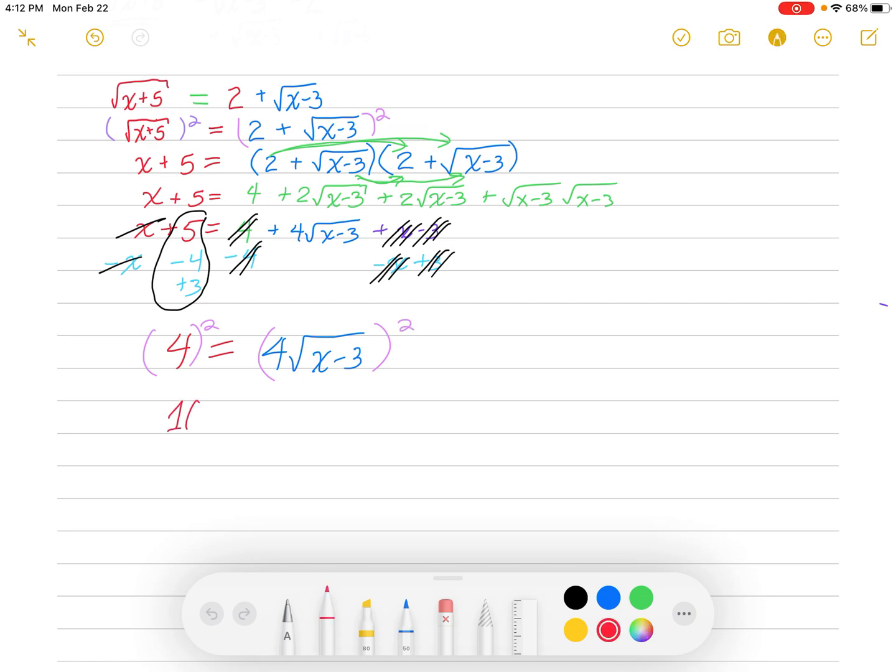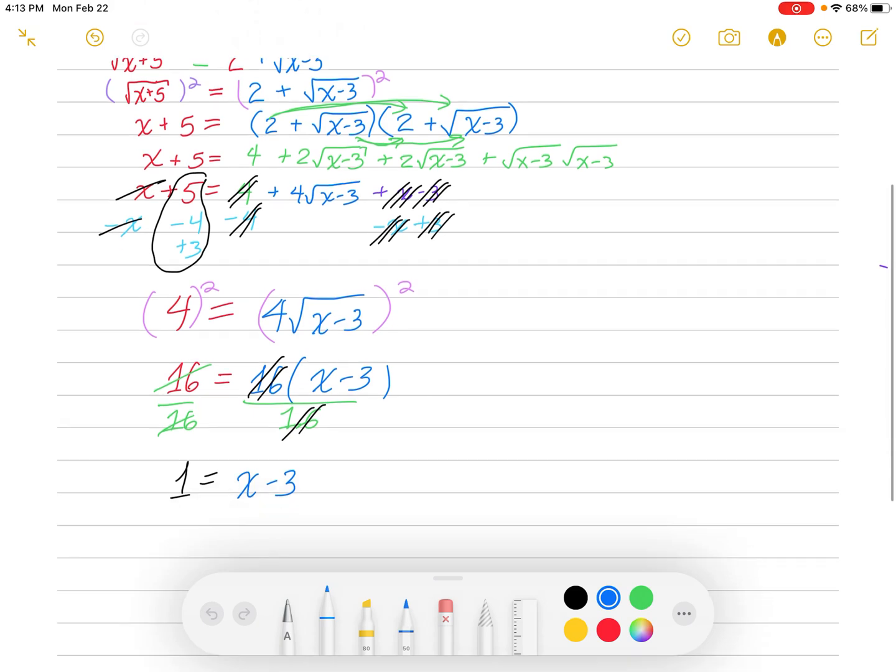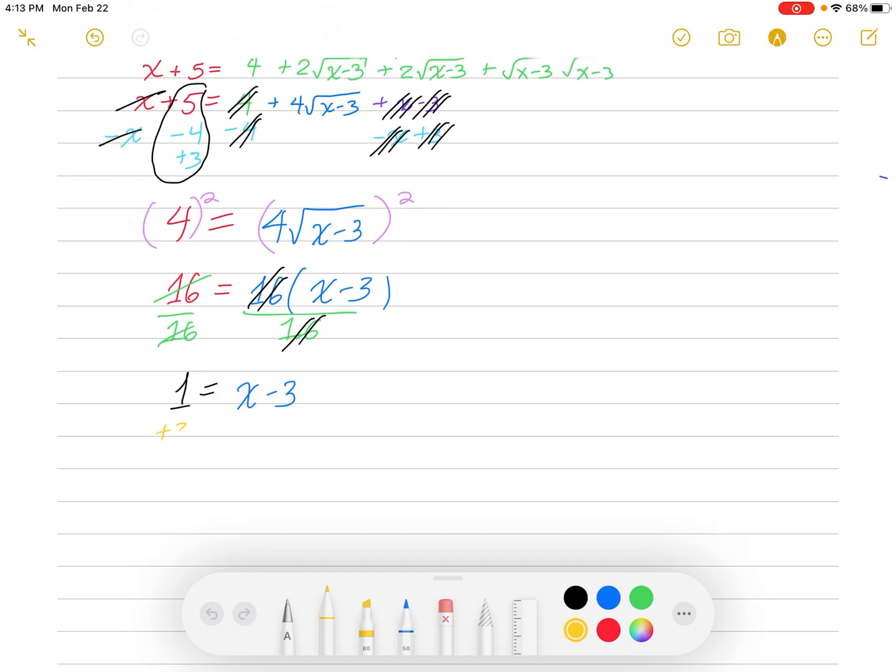On the left, it's going to give me 16. On the right, I'm going to do 4 squared. 4 squared is 16. And when I square, the square root dies off, I get x minus 3. So to solve that, we can divide both sides by 16. There the 16s cancel, we get 1 equals, here the 16s cancel, we get x minus 3. You just want to add 3 to both sides. That's going to give us 4 is equal to x, potentially.